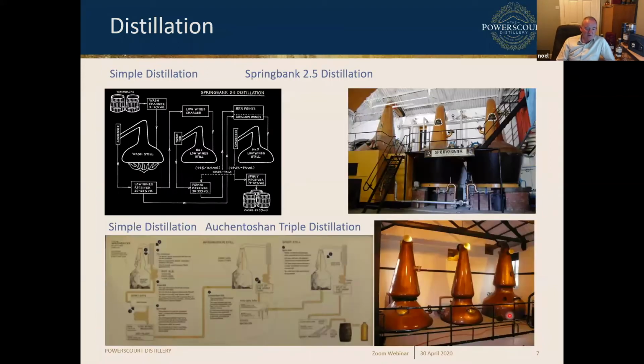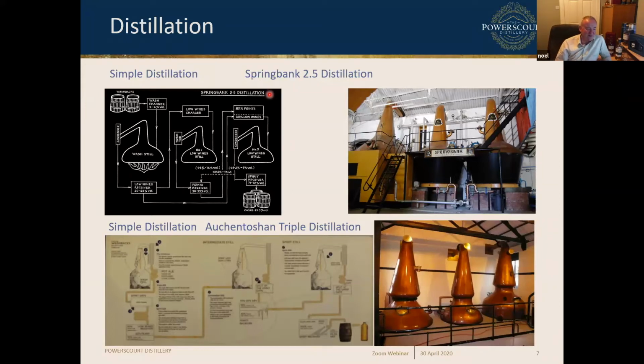So we go on to the next stage, and then we look at, well, 2.5 times distilling. I mean to say, who would have thought it? Anyway, here we are, a fine example. Springbank are proud, and they make a beautiful spirit using this technique. Now, what exactly happens in the 2.5 times?